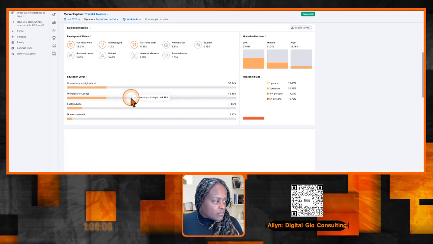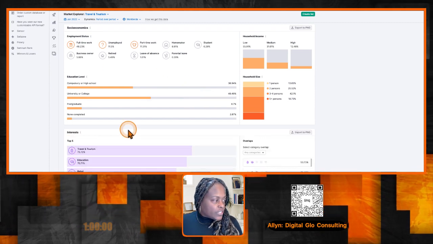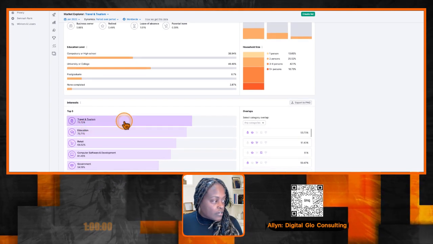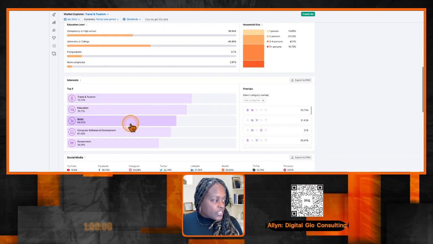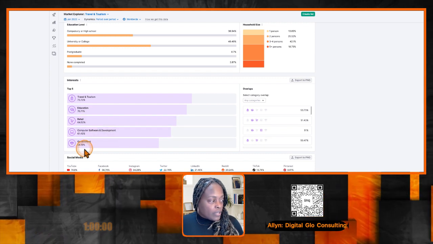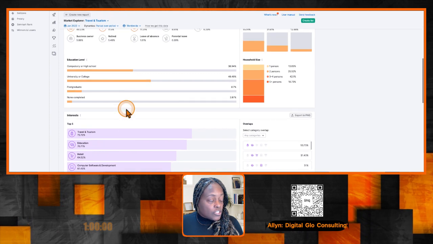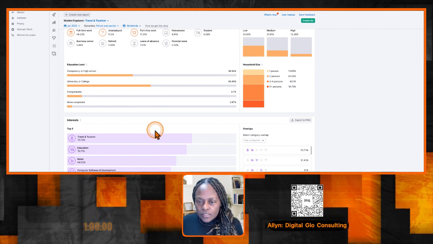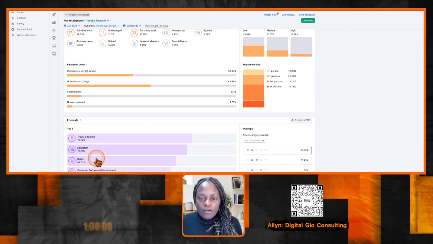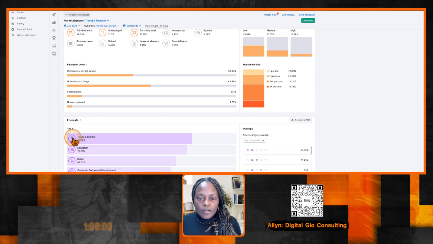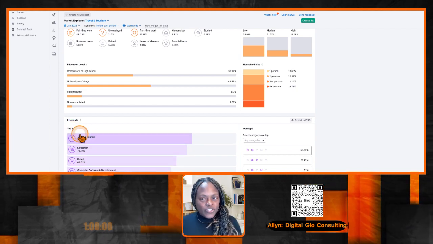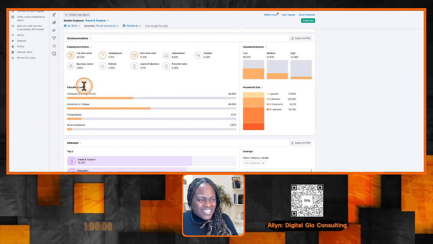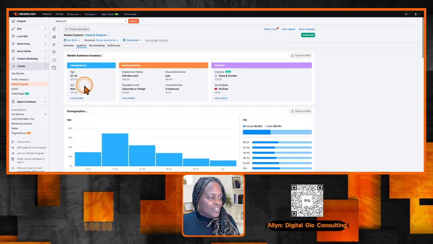And then let's click on details and see what happens. It gives us more details down here at the bottom. All right. Their top 5 interests are travel and tourism, education, retail, computer software and development, and government. Okay. Which is really interesting because that tells you where to kind of target them. If their interests are also in retail, then you can kind of figure out where to partner in terms of placement and things of that nature. But that's getting into the weeds a little bit. Let's stay focused. All right.